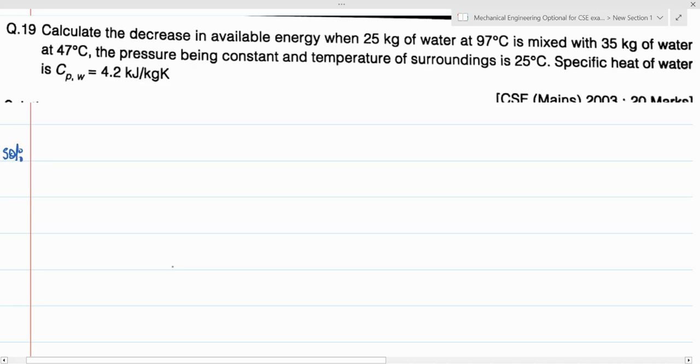Hello guys, so this is question number 19 of engineering thermodynamics that appeared in civil services mains examination in the year 2003 for 20 marks. So let us read the question.